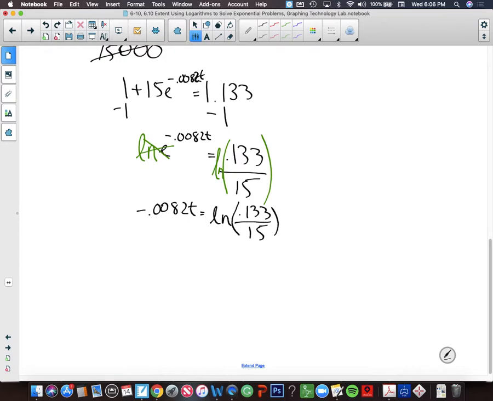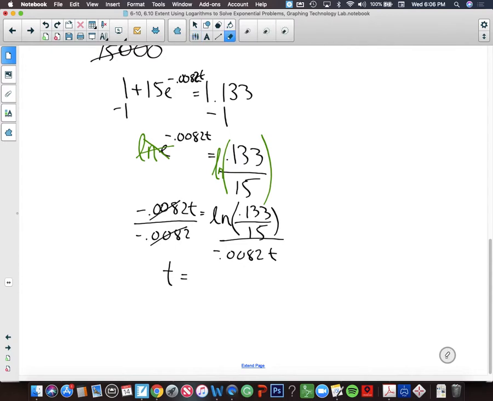And I know that these are kind of big problems, so just bear with me. Divide by negative 0.0082. So that'll cancel there. And you plug that in your calculator and you got it. So natural log of 0.133 divided by 15, close it off. Divide that whole thing by negative 0.0082. Sorry, I don't want the t in the bottom. We get 576 is what we should have.